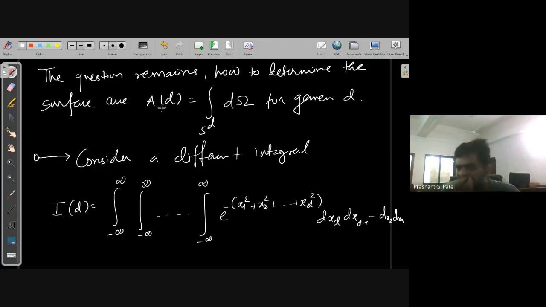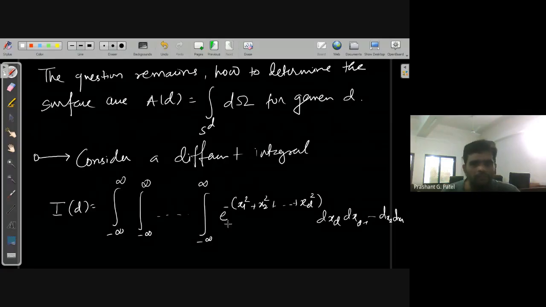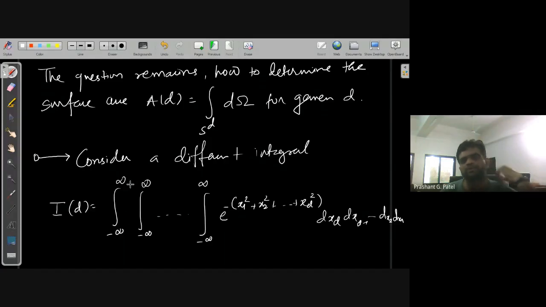So our objective is to calculate this I_d. In polar coordinates, this I_d is exactly the surface area, and in Cartesian coordinates, we evaluate this one. And then we can have the formula for A_d. So first, let us calculate what this I_d is by integrating in the Cartesian coordinates.